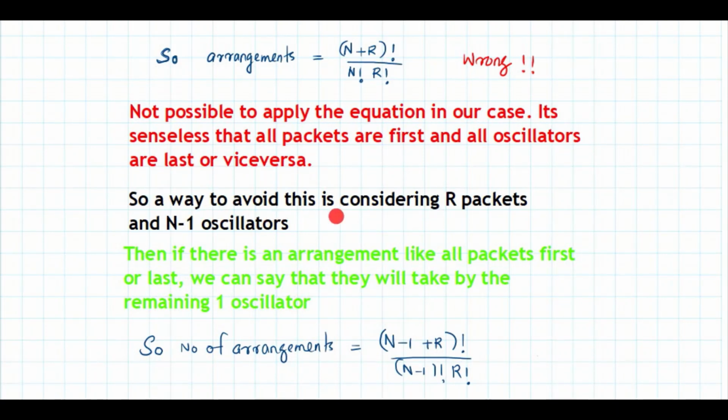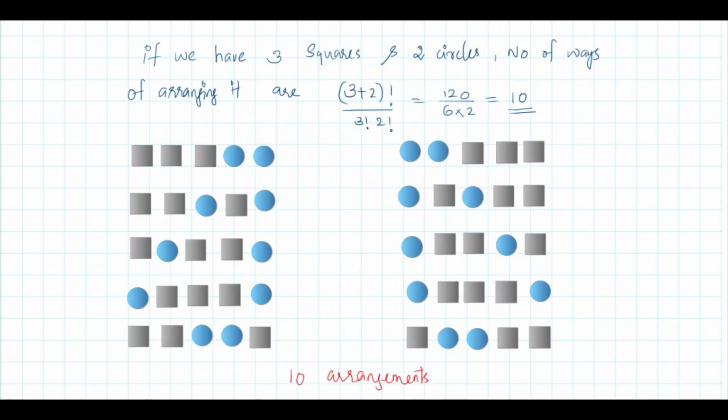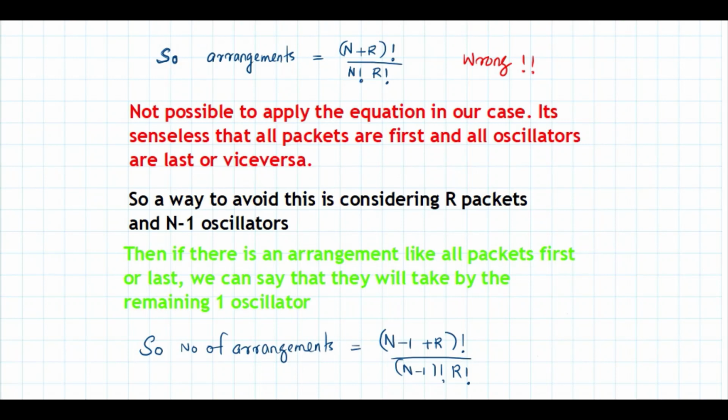So a way to avoid this is considering r packets and n minus 1 oscillators. Instead of n oscillators, you consider there are only n minus 1 oscillators. Then if there is an arrangement like all packets first or last, we can say that they will be taken by the remaining one oscillator, because we considered only n minus 1 oscillators. So if all packets are last, these packets will be taken by the last oscillator. That is the idea.